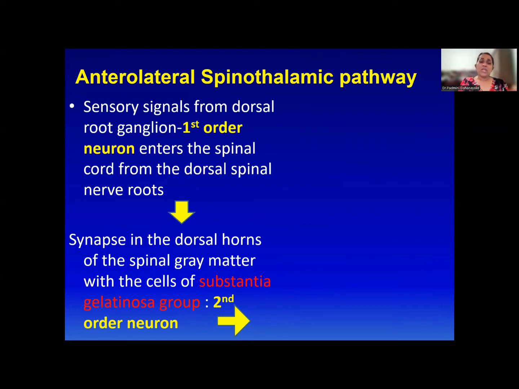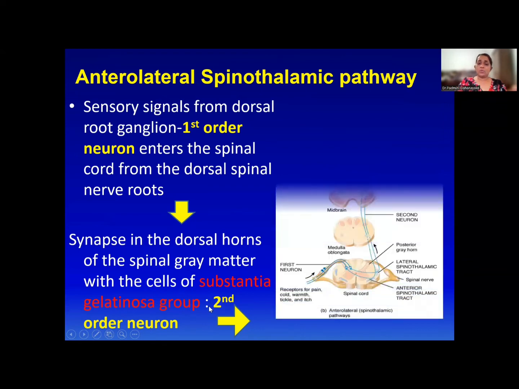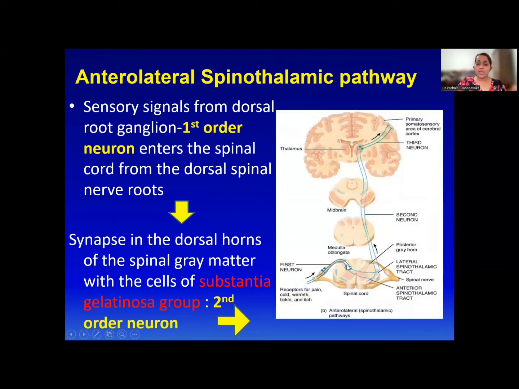Are you ready? Okay. So sensory signals from the dorsal root ganglion, that is the first order neuron. Again, like the dorsal column pathway, it enters the spinal cord from the dorsal spinal nerve roots. The first order neuron is in the dorsal root ganglion. Immediately after entering the spinal cord, they enter the dorsal gray horn, the spinal gray matter. In the gray matter, there is a collection of neurons known as the substantia gelatinosa group. That is the second order neuron. Quickly, this will synapse.